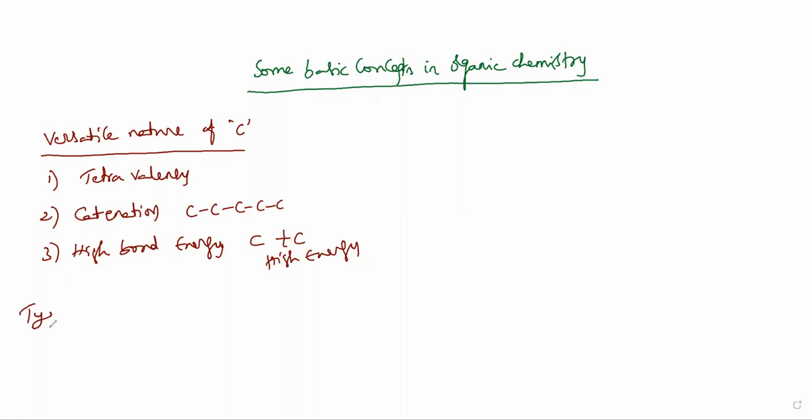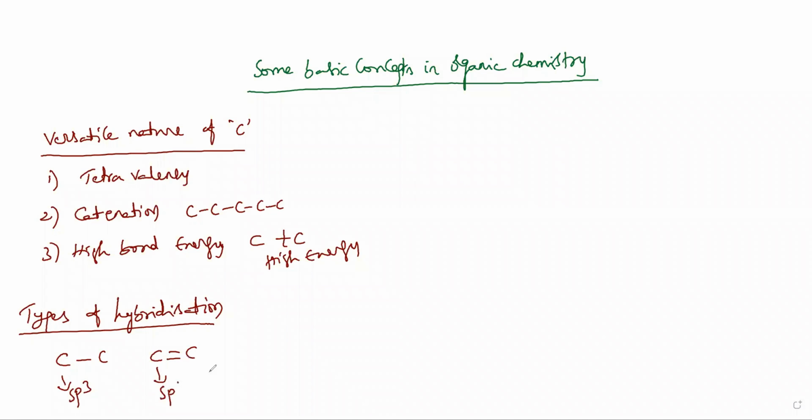Then, types of hybridization. If carbon is involved with a C single bond C, then carbon is said to be sp3, double bond, sp2, triple bond, sp. If carbon is attached on both sides by double bonds, here this is also sp. Here, this carbon is attached with a double bond, sp2. This is sp2.